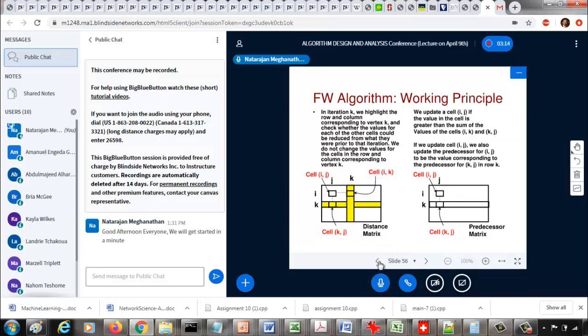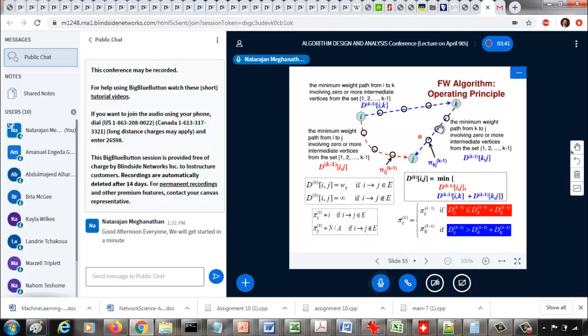Now to update the predecessor, as I said, if I decide to go through k, then the predecessor on the path from I to j, indicated here, is going to be updated to whatever is the predecessor on the path from k to j. So we just look at row k and column j. Whatever is the predecessor on the path from k to j, that vertex id is going to end up being the predecessor on the path from I to j.